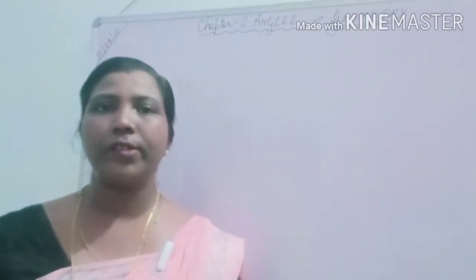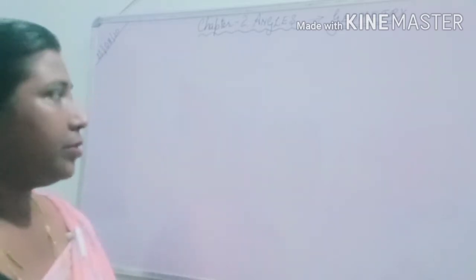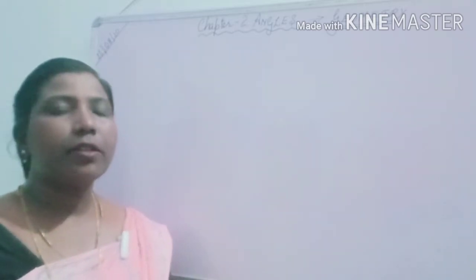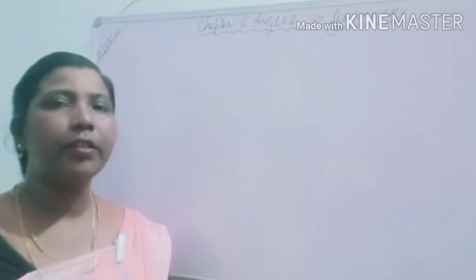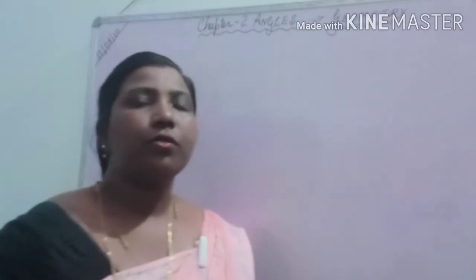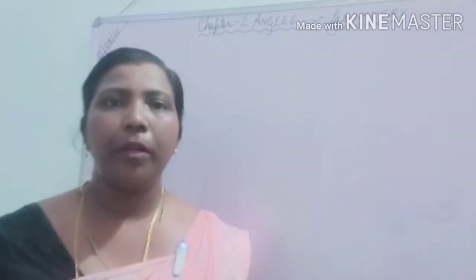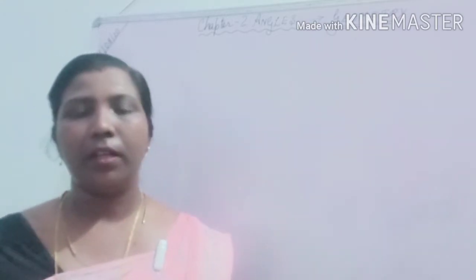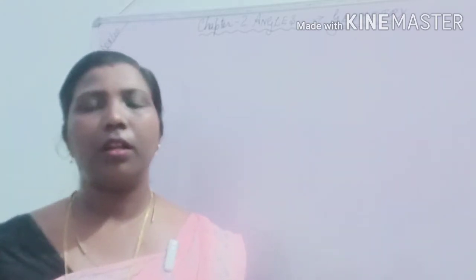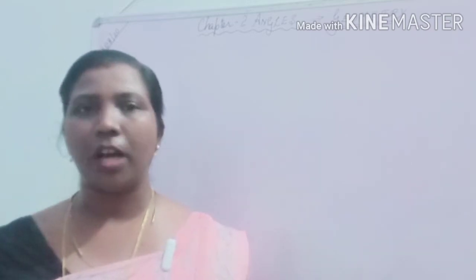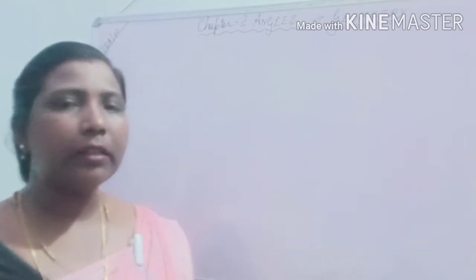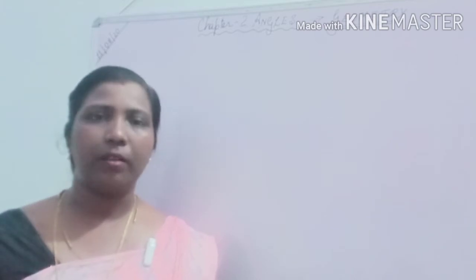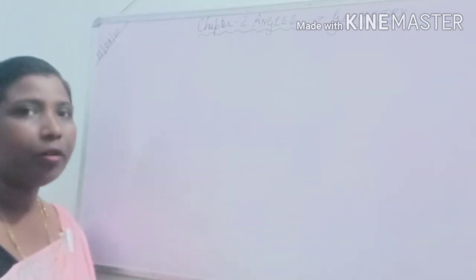Today we are going to discuss the chapter angles. This chapter is under the unit geometry. Before starting, let me clarify that in this geometry unit there are only 3 chapters: angles, parallel lines and triangles. Let me clear you about the topic.